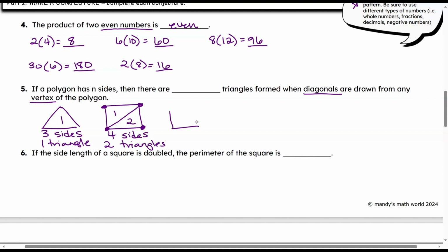Let's draw a pentagon. I'm going to draw like a house. Okay, there we go. There's my 5-sided figure. Okay, so that's a pentagon. It's got how many sides? It's got 5 sides. Now let's draw some diagonals.